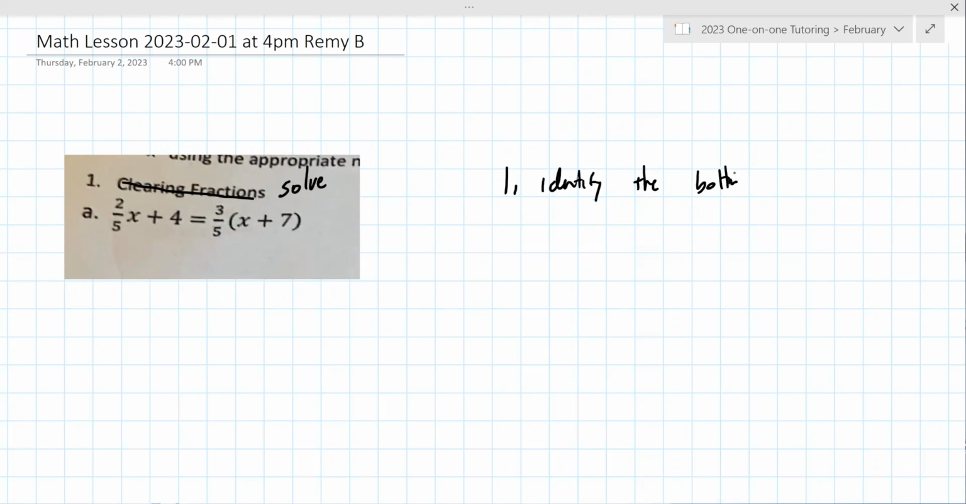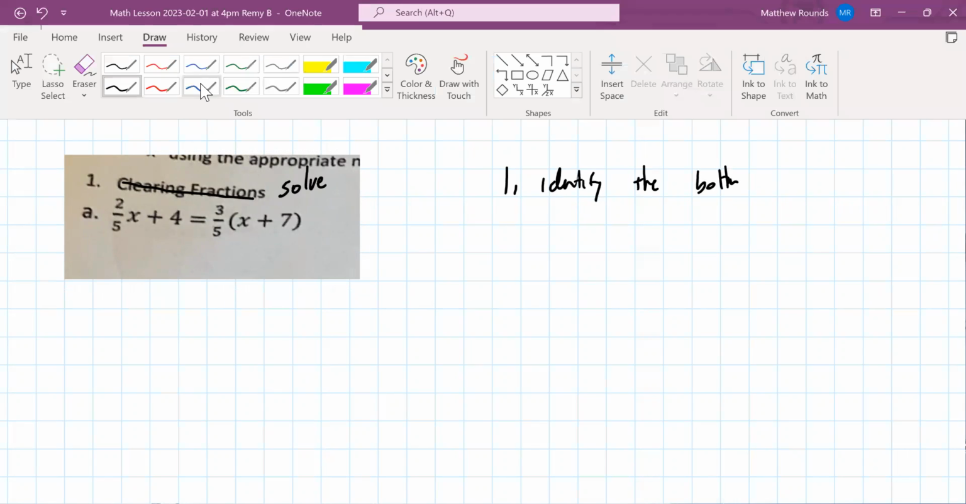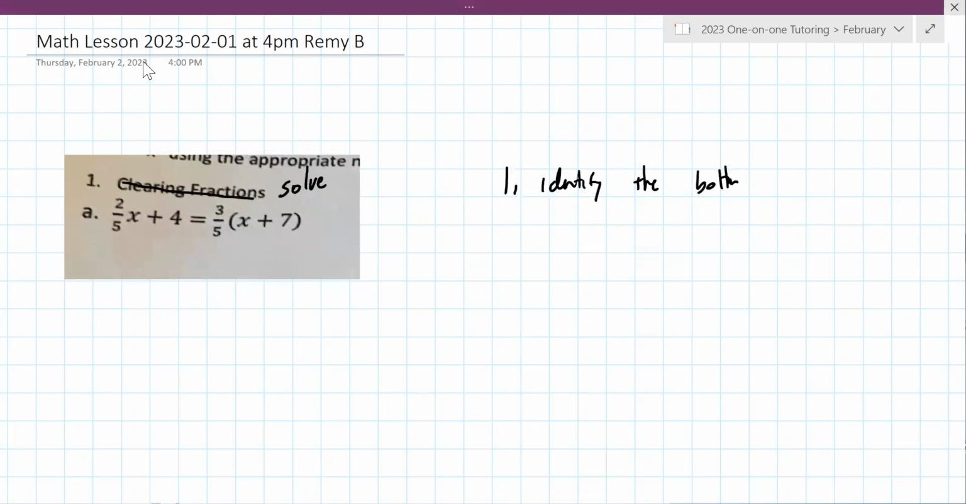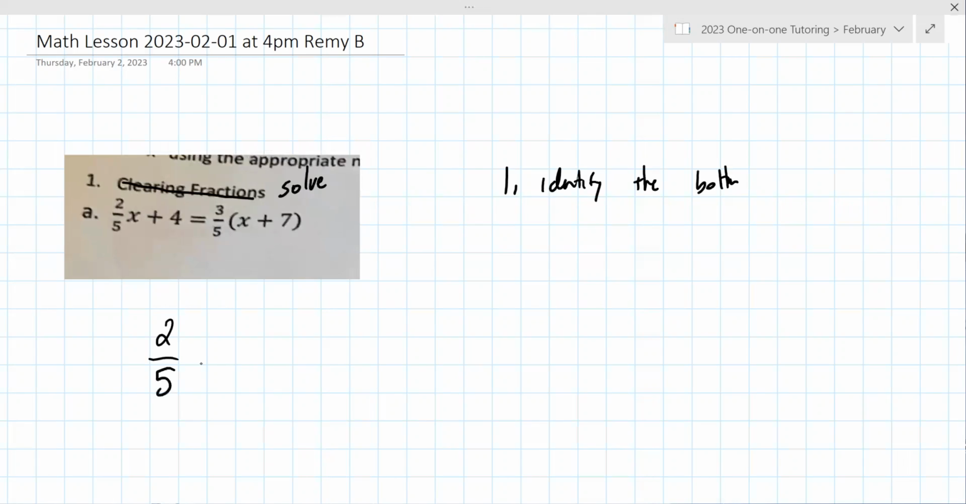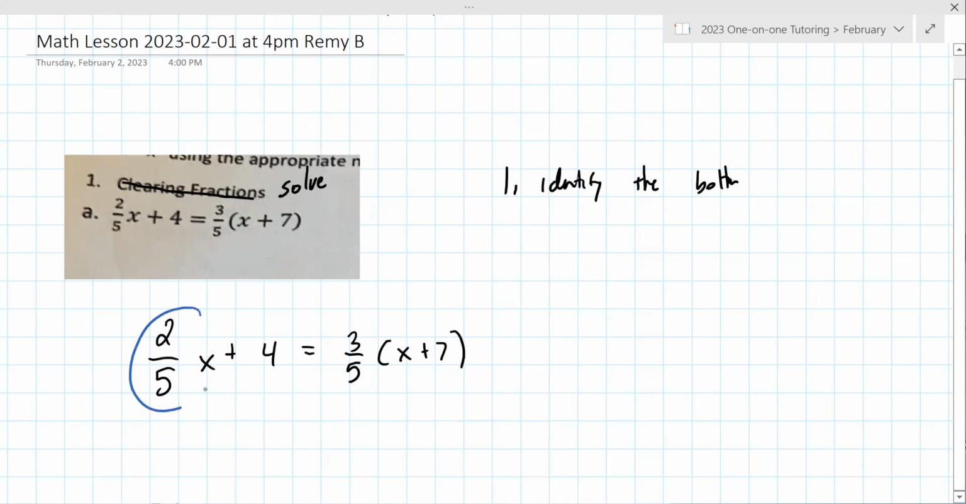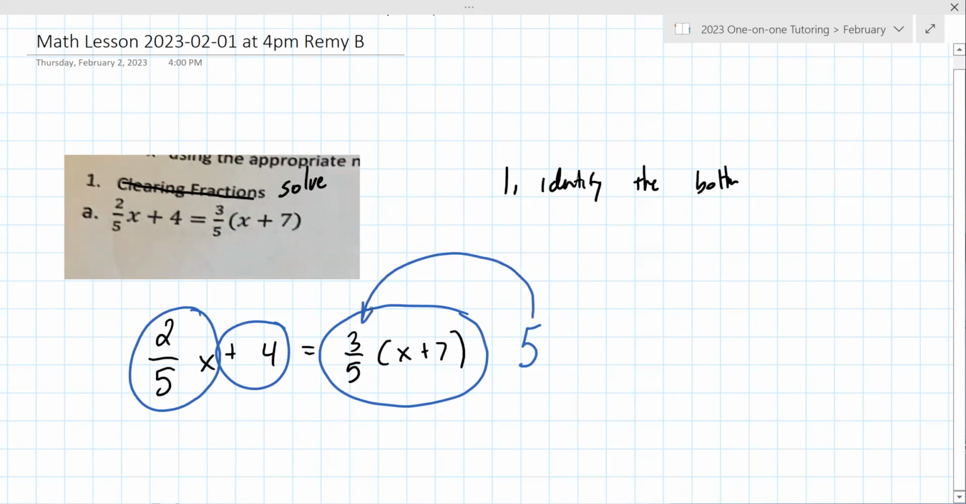Okay, what is the bottom in this one? What's the denominator? 5. Okay, so you're going to multiply everything by 5, but this is where I think it could be unclear. I'm going to circle the terms. This is a term, this is a term, and all of this is a term. So when you multiply by 5, you're multiplying the 3/5 by 5, the 2/5 by 5, and then the number by 5.